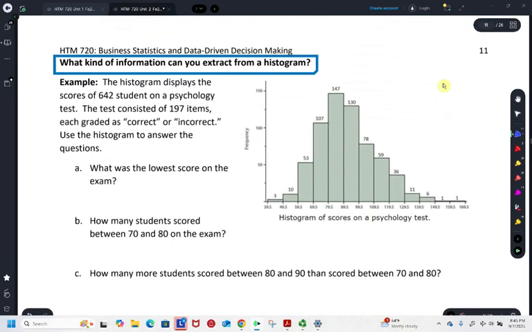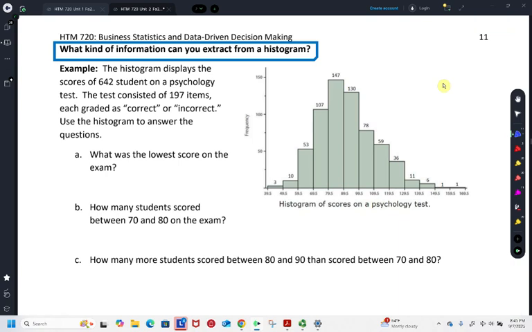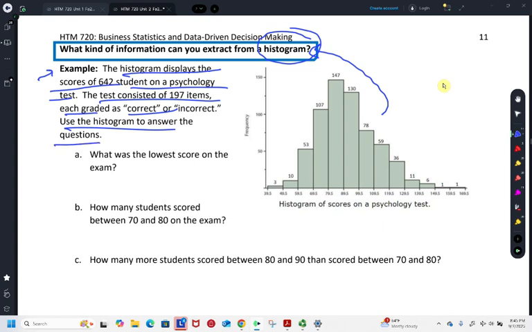All right, more on histograms. Every graphical display has its own strengths and its own weaknesses. What are some of the weaknesses and strengths of representing data using a histogram? Here's an example to illustrate that. This histogram displays the scores of 642 students on a psychology test. The test consisted of 197 items, each graded as correct or incorrect. So we are to use the histogram to answer the following questions.